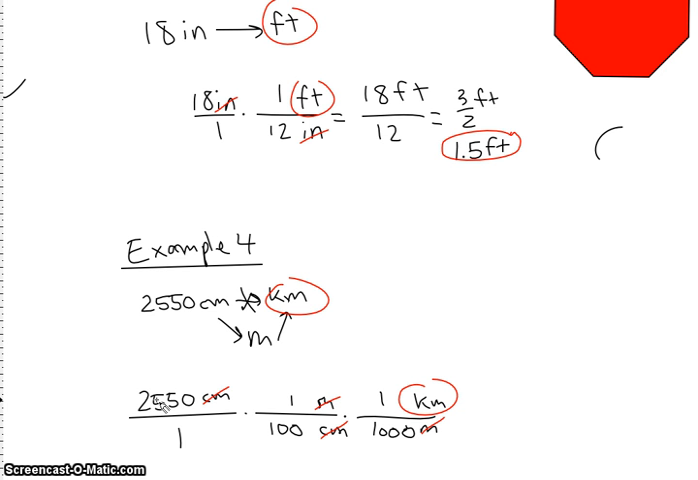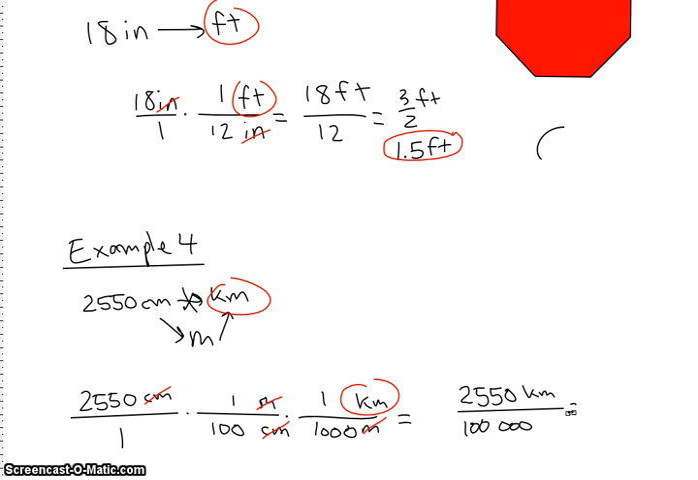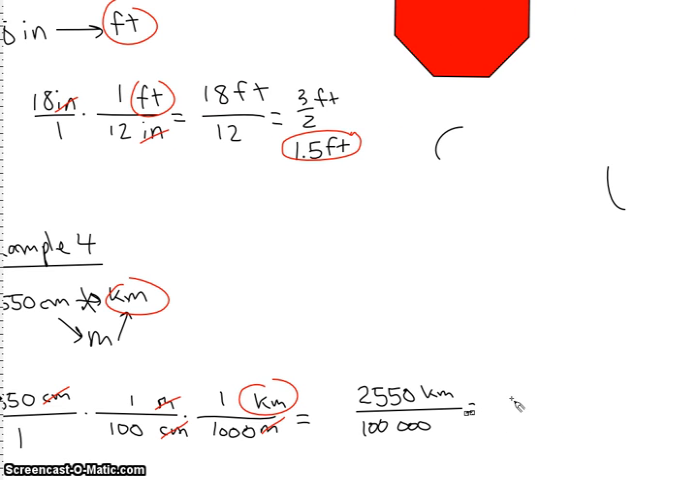So I'm going to multiply across the top. 2,550 times 1 times 1 gives me 2,550 kilometers. Again, kilometers are the only thing I didn't cancel out on the top. 1 times 100 times 1,000 gives me 100,000. And again, there's no units there. When I end up doing the math here, putting this into decimal notation gives me 0.0255 kilometers. And that is my answer.